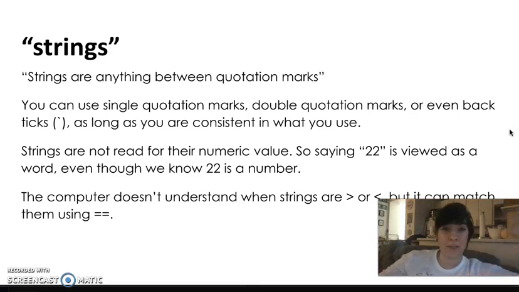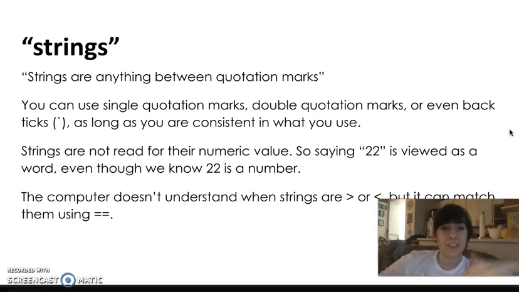Anytime that you are taking information from a pop-up prompt, that is always a response being returned as a string. And you guys know this because strings are anything between quotation marks. You can use single quotation marks, double quotation marks, or even these funny little thing called backticks, which are above your tab and to the left of your number one key. As long as you're consistent with what you use. So if you start with a double quotation mark, you should end with a double quotation mark. Strings aren't read for a numeric value. So if you say 22 in quotations, that's viewed as a word, even though we know that 22 is a number.